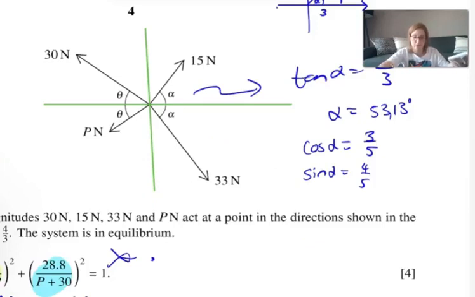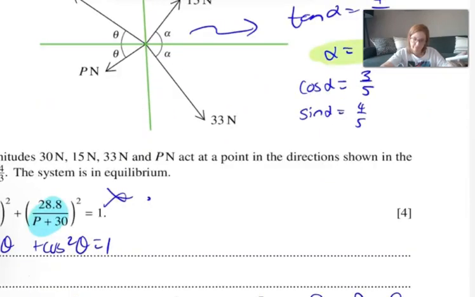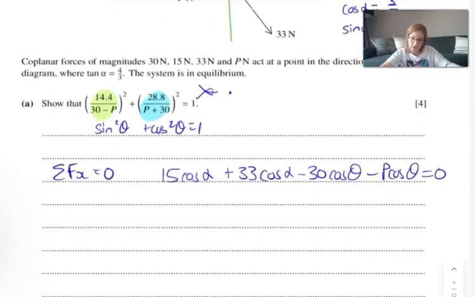It's actually preferable not to go into decimals. Okay. Right. So let's keep going.